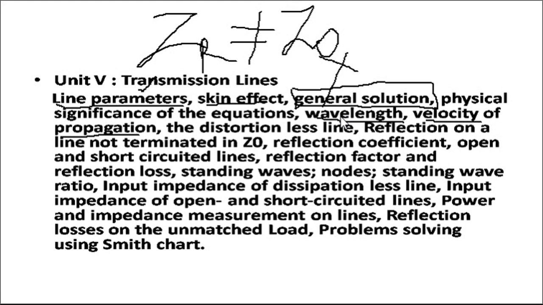In order to avoid that, we must always take care that ZR should always be equal to Z0. If this condition is matched, maximum power will be transferred from generator to the load, and there are no reflections, and if there is no reflection, then we can say that yes, it is okay. So what is the next point? Reflection on line not terminated in Z0. If it is not terminated, there are three cases that we will discuss: short circuit line, open circuit line, and mismatch line. So you just go through this theory.